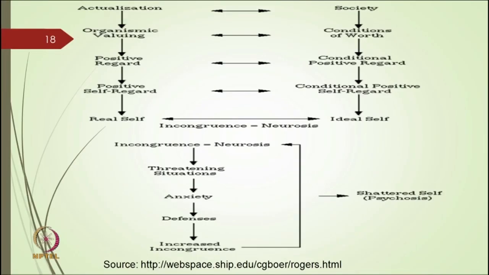Here neurosis and psychosis are a little bit different from abnormal psychology. So let's understand how he has defined neurosis and psychosis in his theory. He is saying that this incongruence between real self and ideal self is the cause of neurosis, and that's why we have a threatening situation. If we have this threatening situation, then we have anxiety, we may have stress, we may have tension, and because of this we are in trouble. For reducing this trouble we may use some defenses.